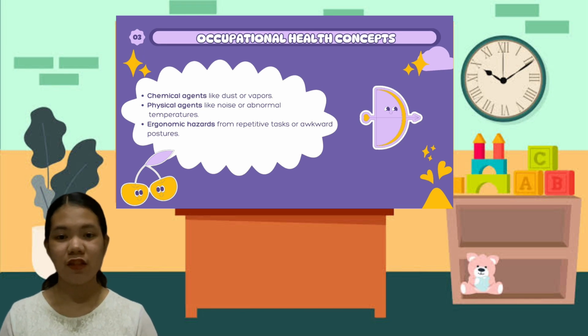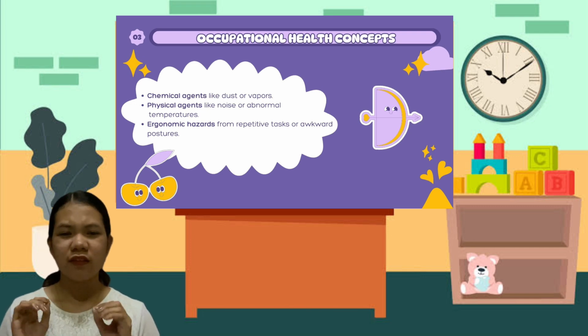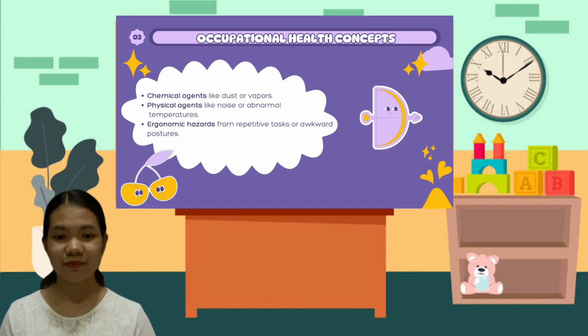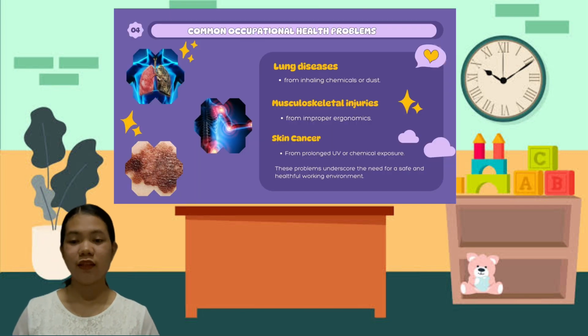Ergonomic hazards. These come from repetitive tasks, awkward postures, or improper workstation design. For example, typing for long hours without proper hand support can cause strain or injuries like carpal tunnel syndrome. Next, we're going to discuss some common occupational health problems that workers face and why it's so important to maintain a safe and healthful work environment. These issues can significantly impact both individuals and organizations if not properly addressed.